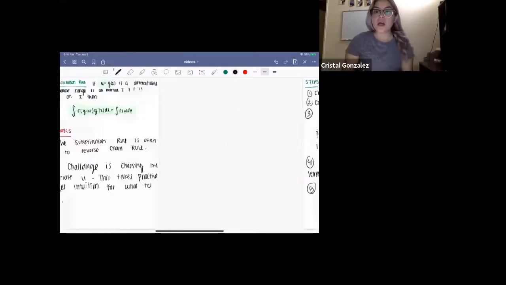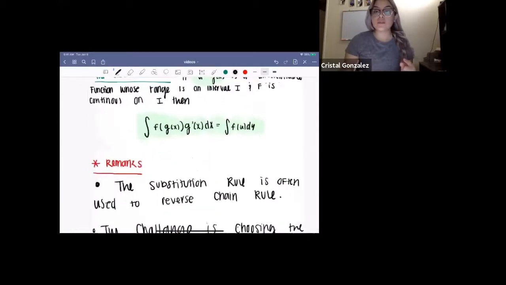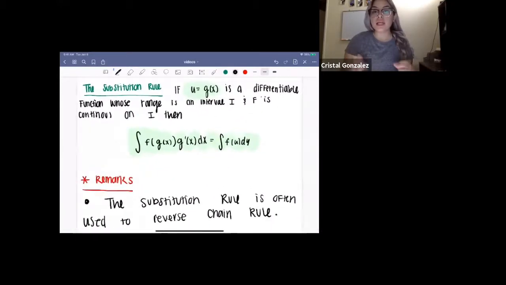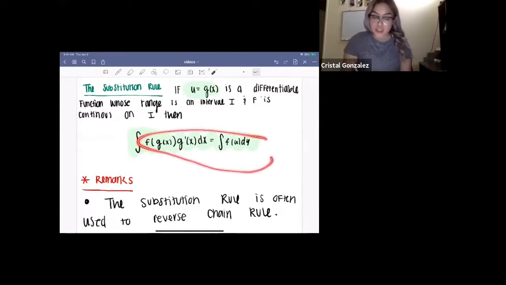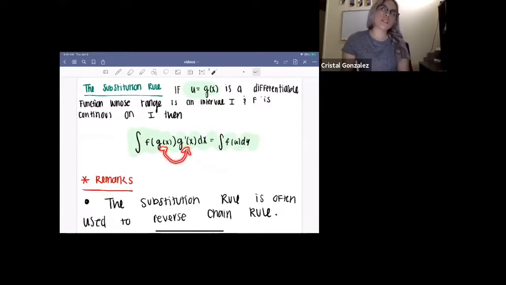Okay, the definition says if u is equal to g of x, a differentiable function whose range is an interval I, and f is continuous on I, then this is how we are going to substitute. Notice that g of x was our inner function, and the thing right next to it was the derivative. Coincidence? No. That's because it works. That way we're able to substitute it in, and then we can replace it all by u.